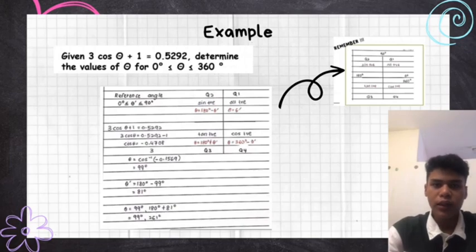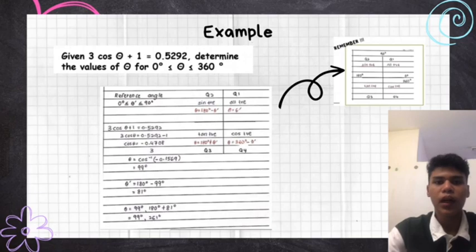Kemudian we must find the reference angle, 180 darjah tolak dengan 99 darjah. So we get the answer, which is 81 degrees. This is because cos is negative, jadi dia berada dalam second quadrant.